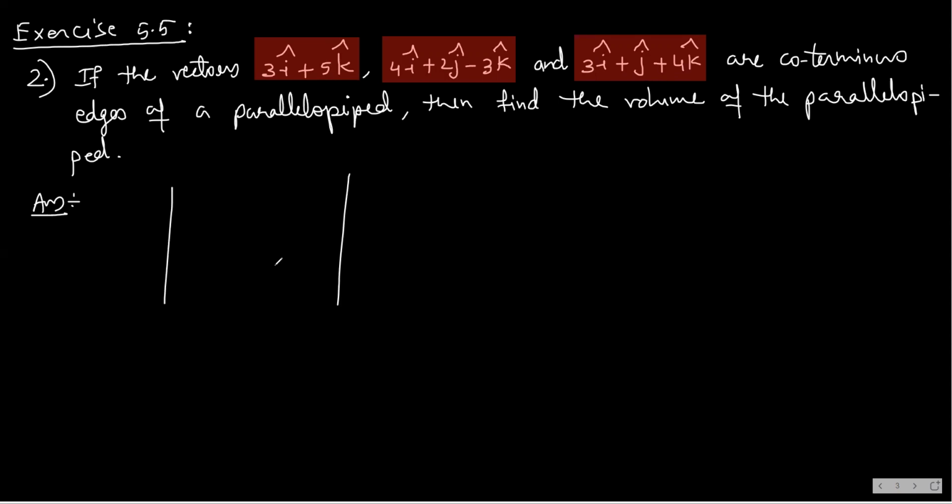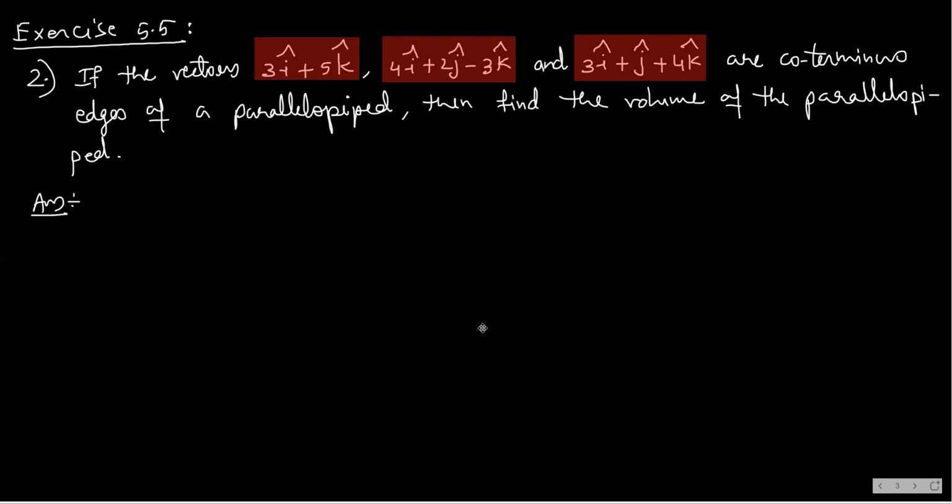That is, you will put them in a determinant. You will write 3, 0, 5 for the first one, then 4, 2, minus 3 for the second one, and 3, 1, 4 for the third one, and then calculate whatever you get. Whatever you get, that many cubic units is the answer. Okay, but here, it is not.